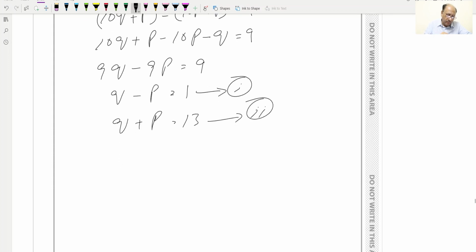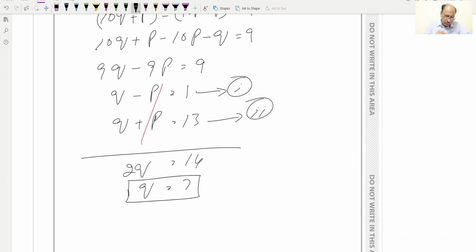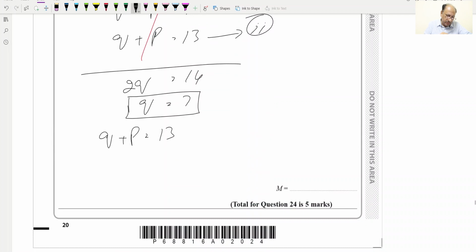Simultaneously we will solve, and we will subtract, or you can add also. So this will be cancelled and this will be 2Q is equal to 14. So this implies Q is equal to 7. So Q is equal to 7 is one answer. The second answer you can get by replacing in either of these two equations which we have. So Q plus P is equal to 13. It means Q is 7.